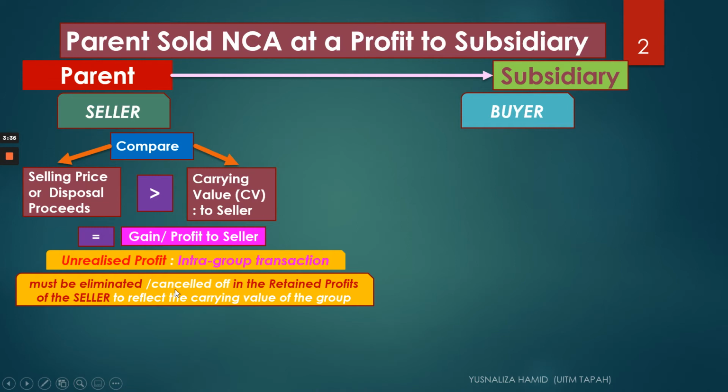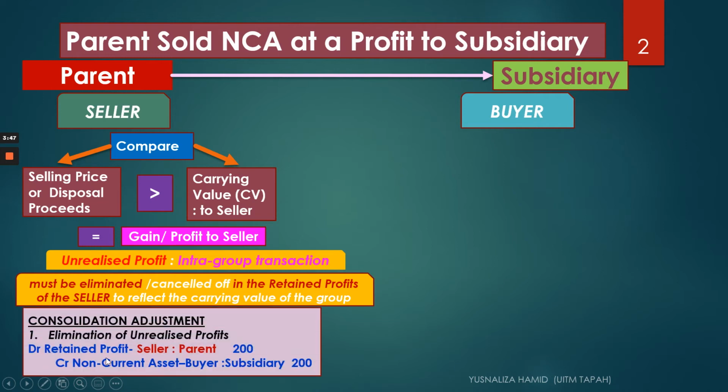So we need to eliminate or cancel off the profit in the retained profit of the seller, in this case the parent, to reflect the carrying value of the asset to the group. You need one consolidation adjustment here, which is to eliminate the unrealized profits on the intra-group sale of the non-current asset. The retained profit that will be adjusted is the retained profit of the seller, the parent company, so you adjust the consolidated retained profit. Let's say the profit here is 200. So that 200 will be removed.